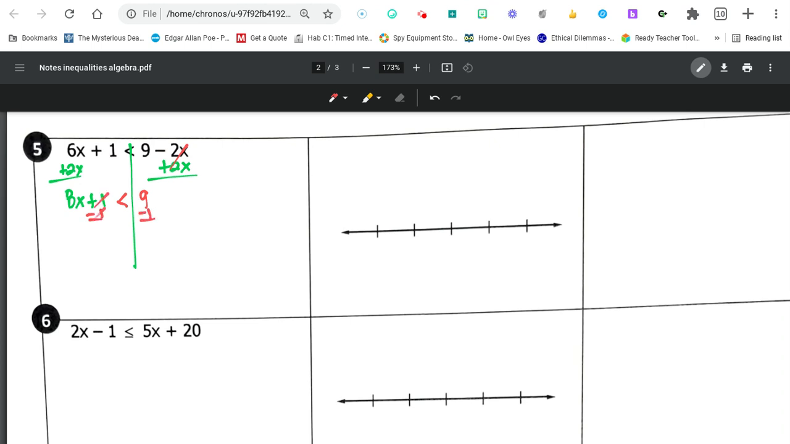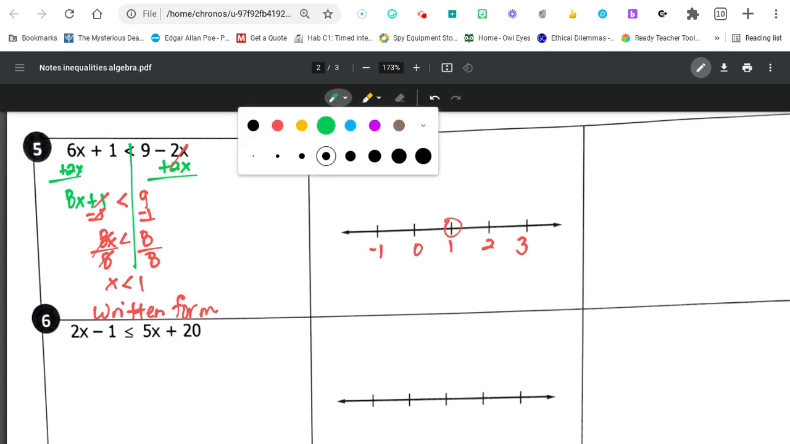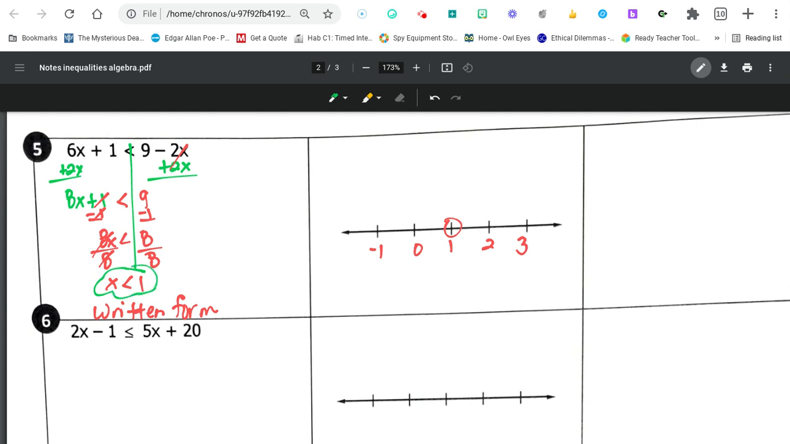Now you've got a basic two-step. Get rid of +1 with -1, leaving 8x less than 8. Divide both sides by 8, and you're dividing by a positive, so don't worry about flipping the symbol. You get x less than 1. Then you just take care of your graph. 1, 2, 3, to the left, 0 and -1. It's an open circle on 1 because it doesn't have the equal to sign underneath it. And everything less than 1 is to the left.